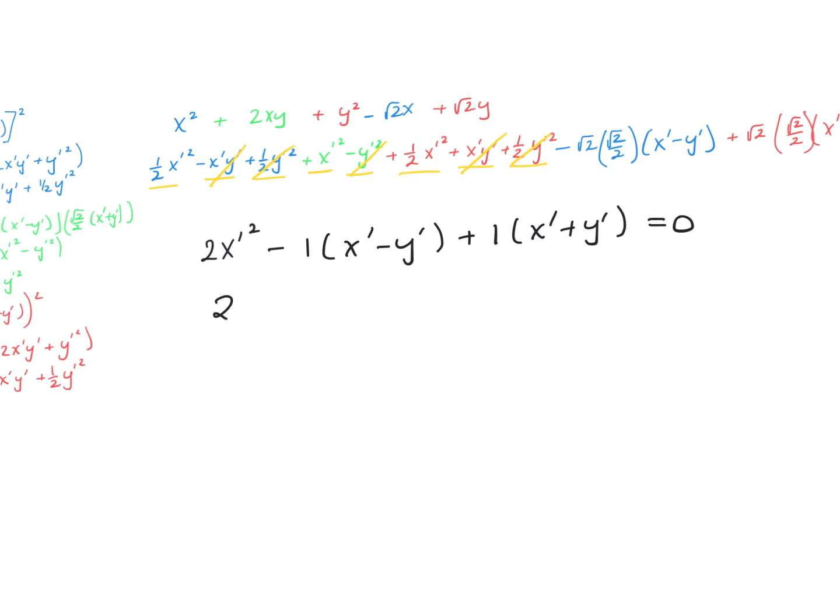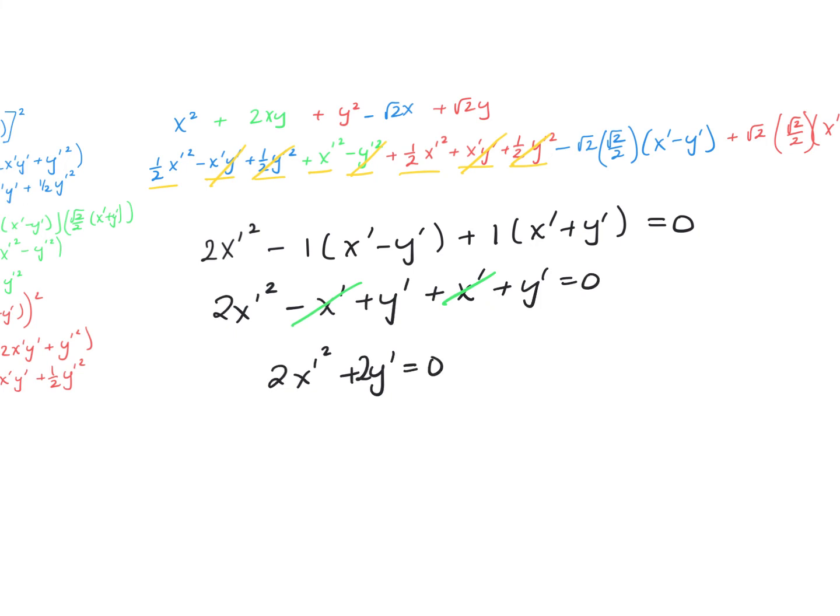So let's continue. So we have 2x prime squared minus x prime plus y prime plus x prime plus y prime is equal to 0. Oh, look at this. Those x primes cancel out too. Well, that's really nice. So I get 2x prime squared plus y prime plus 2y prime is equal to 0.